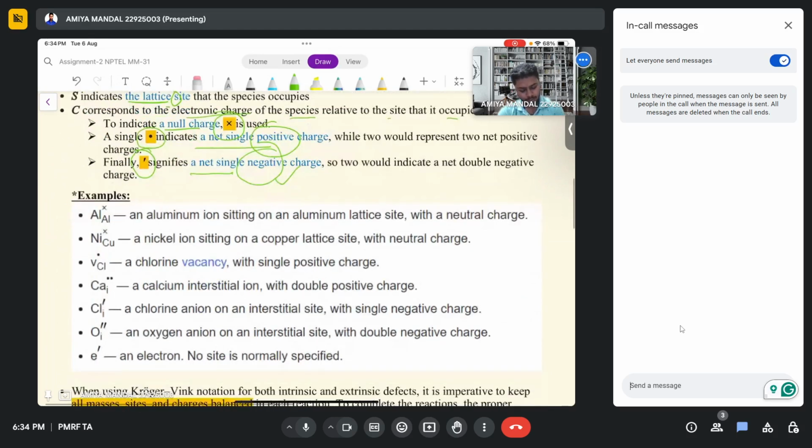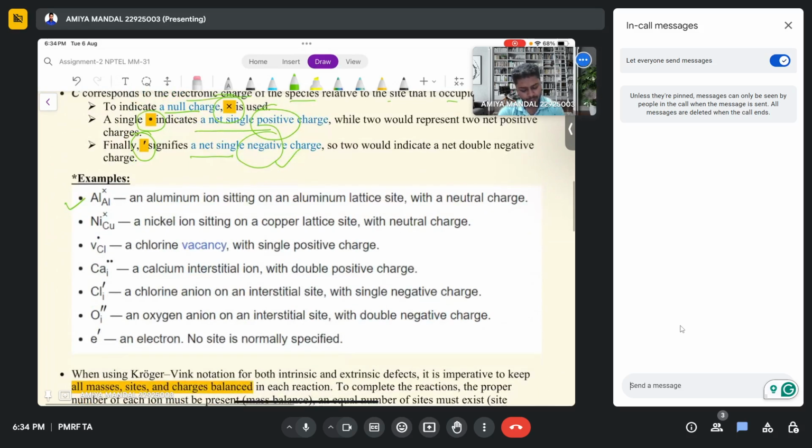We can now see some examples, like Al cross. It means an aluminium ion sitting on an aluminium lattice site. This represents the aluminium lattice atom or ion, and it is sitting at aluminium positions.